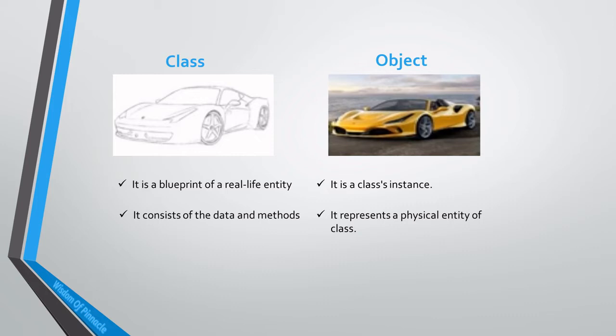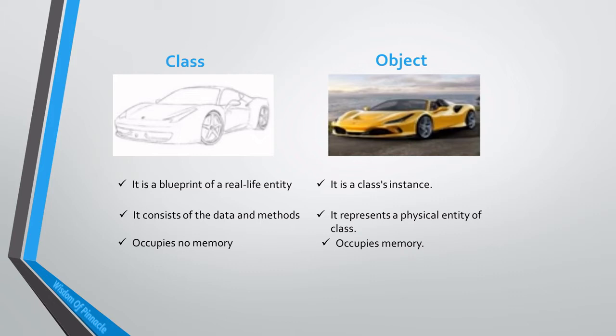Next, coming to the next point, it's related to memory. So class occupies no memory, whereas object occupies memory in the heap. Now since class is a blueprint, it is not going to occupy any memory, but as we are going to instantiate an object of that class, it is definitely going to occupy memory in the heap. So this is one of the important points related to class and object, and this is how they are related.